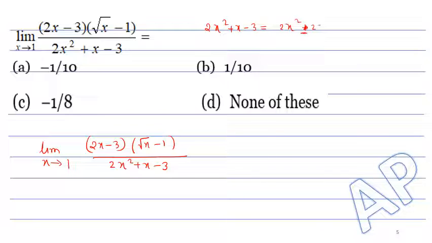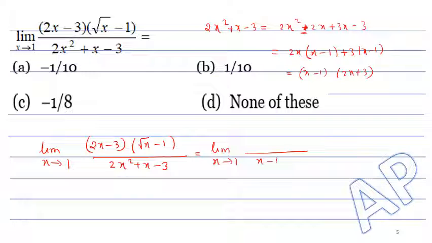minus 2x plus 3x minus 3. These are the factors. So let me take 2x common so that I will get x minus 1 plus 3 into x minus 1. When you take x minus 1 common, it is 2x plus 3. So the denominator is nothing but (x minus 1)(2x plus 3), and in the numerator, I have (2x minus 3)(root x minus 1).